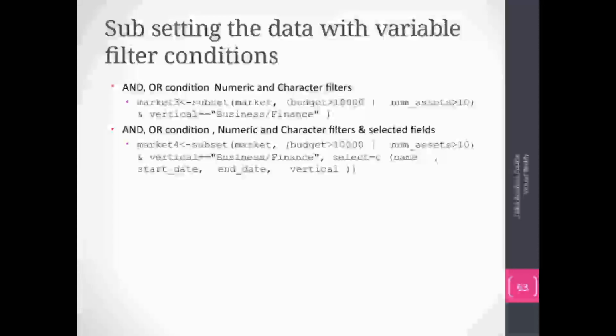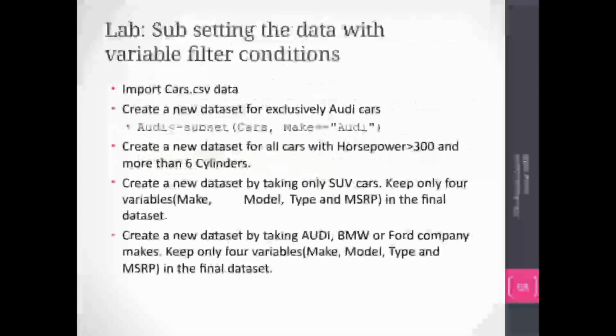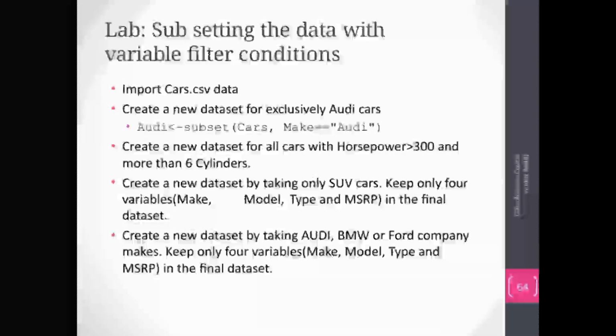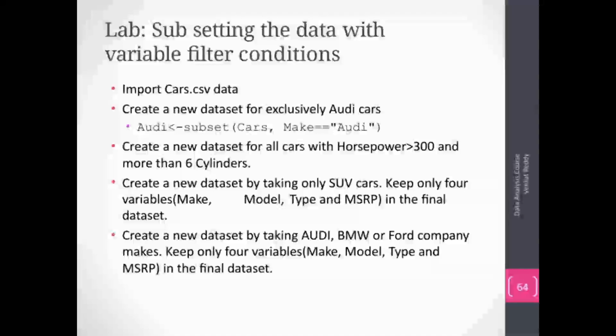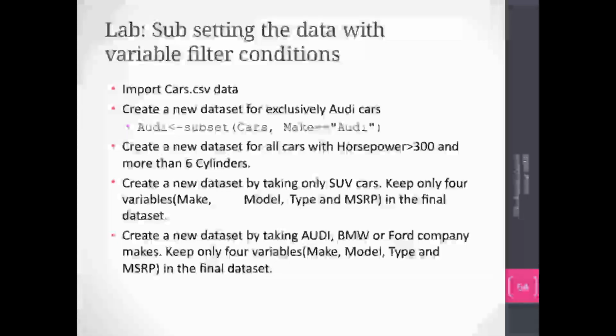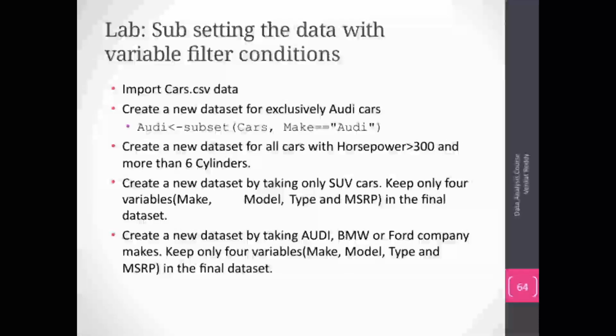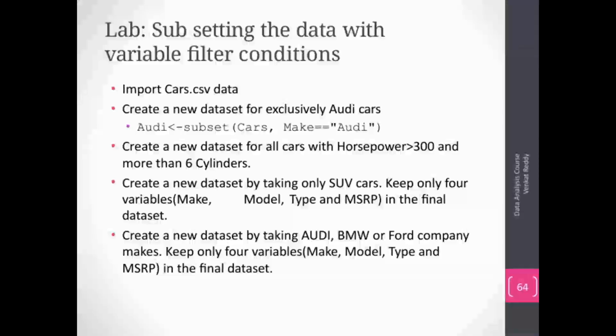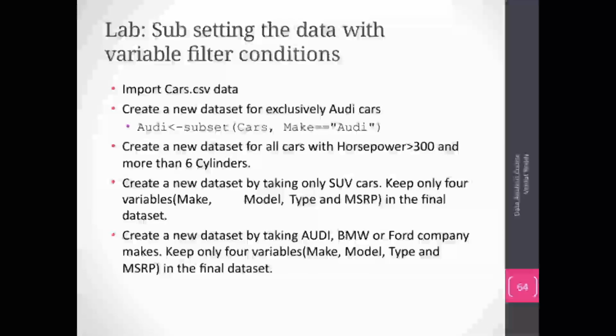This allows us to analyze high-performance vehicles with specific engine features. Moving on, we generate a dataset that contains only SUV cars, but we keep just 4 variables: make, model, type, and MSRP. This simplifies our data for targeted analysis. Similarly, we create a subset that includes only cars from Audi, BMW, or Ford. Again, we limit the variables to make, model, type, and MSRP to streamline our focus.